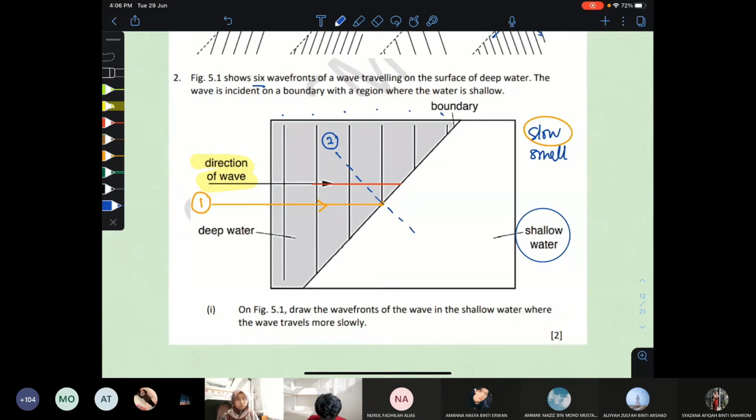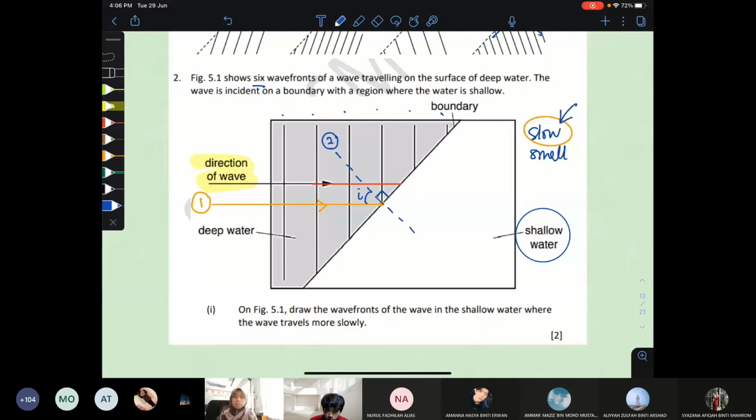Okay, is that normal? Make sure it's normal. Normal to the boundary. Okay, so now where is the incident angle? So this is the incident angle. Now the refracted angle will be larger than that or smaller than that? Smaller. Kenapa smaller? Sebab shallow denser.